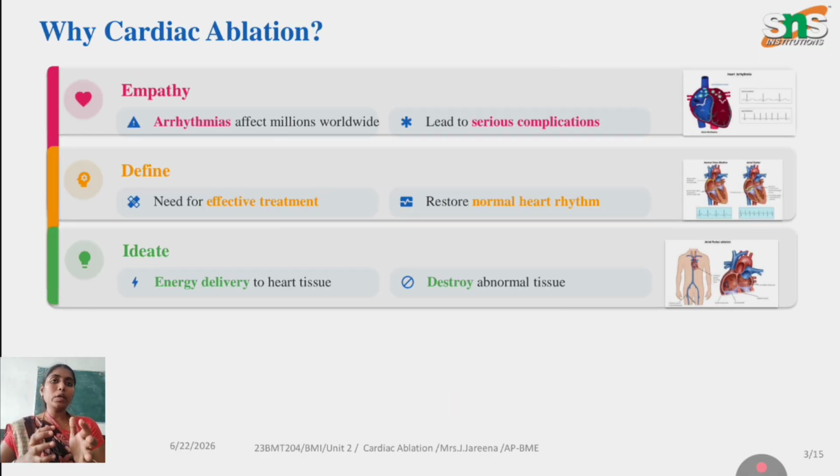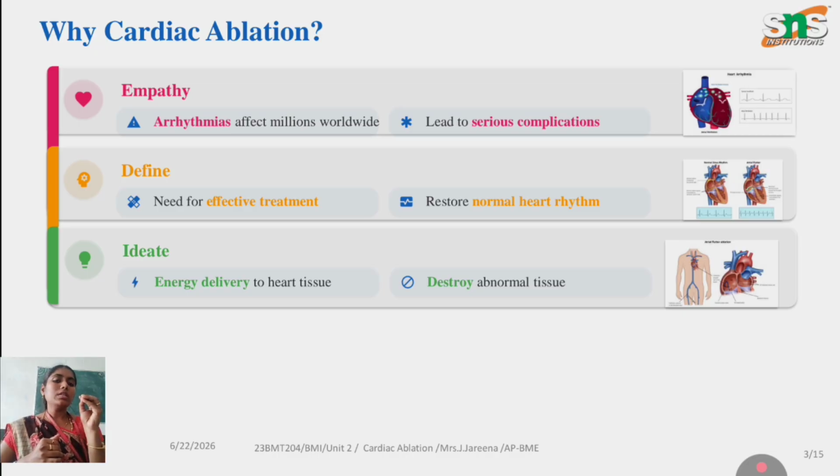So why cardiac ablation? Before getting into the main concept of cardiac ablation, first we have to see the empathy perspective. What is the reason, what is the need to have this particular topic here? The reason is that there is a condition called arrhythmia. You already know the meaning of arrhythmia. Arrhythmia is an abnormal heart rhythm. It represents heart disease.